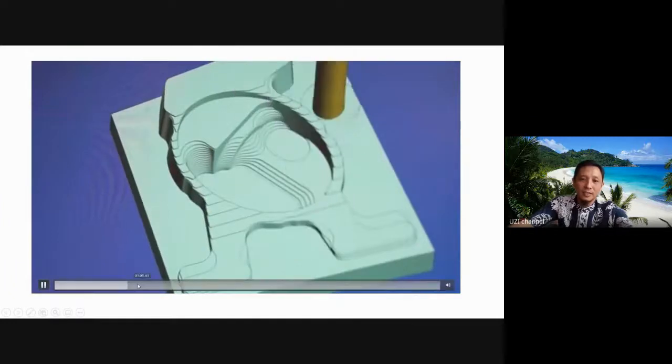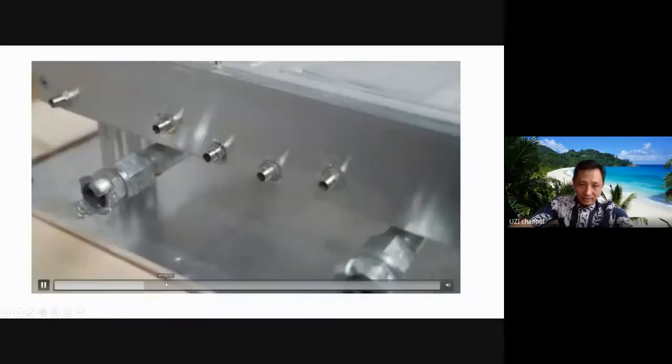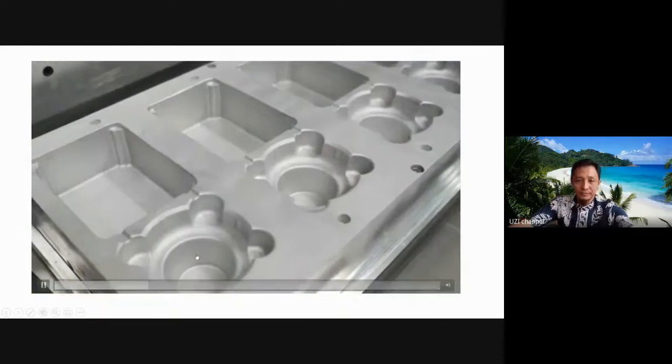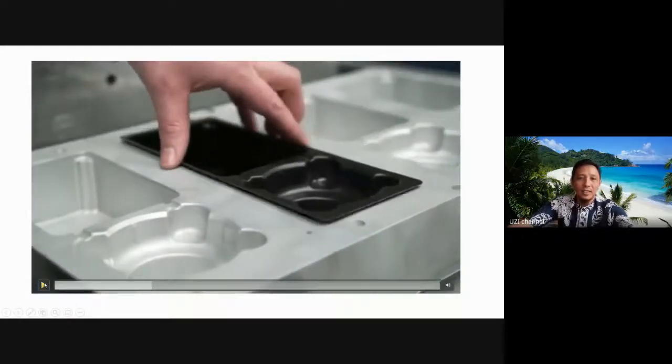I think I'll speed this one up. Yeah, this is the mold design. You see, this is the mold and this is the product. So these plastics or polymers will be formed by pressing them into the mold, so it can be formed like the mold, the final product, like this.